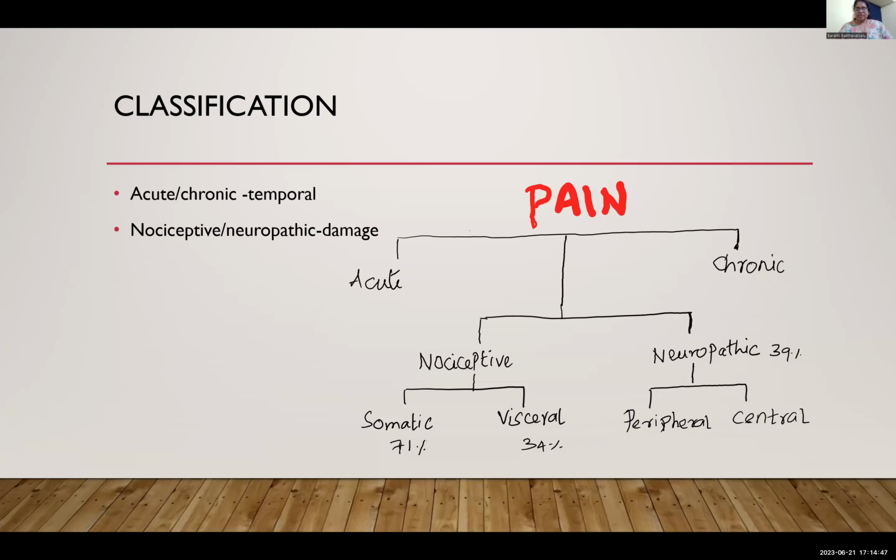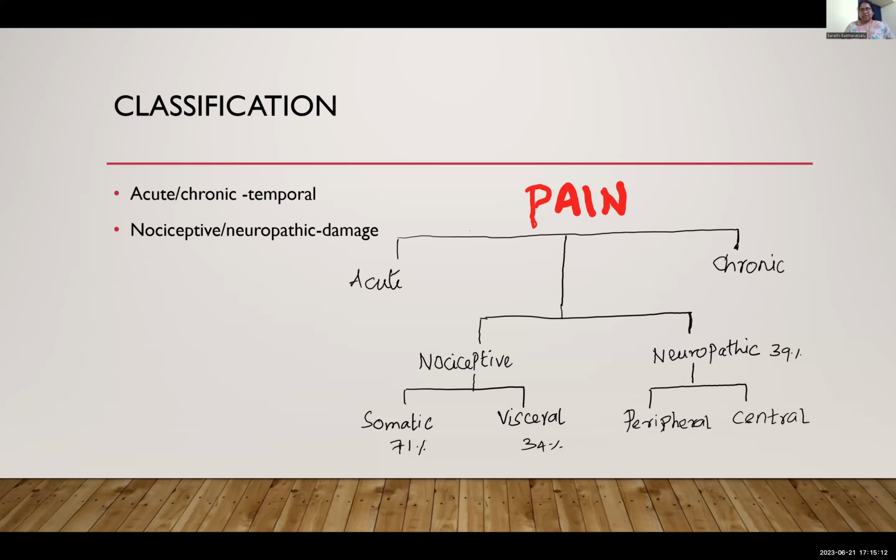So when we say acute pain, it is caused usually by an injury, which occurs in less than 24 hours of time. So it's very immediate. So that's what acute pain is. Chronic pain is anything which is lasting for 6 months or more. So that is chronic pain.